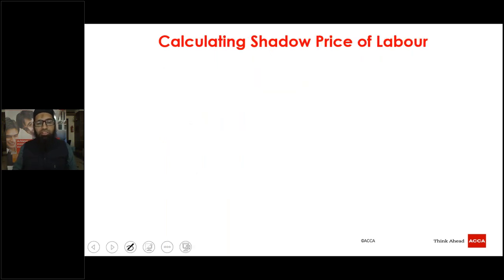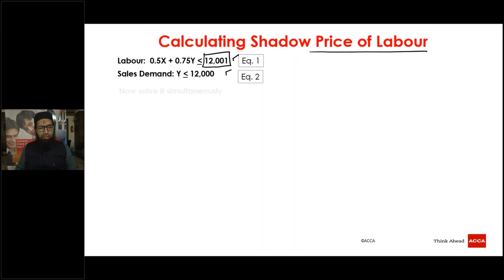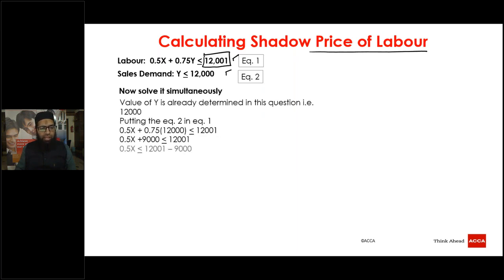Now let's calculate the shadow price of labor. If you can notice, the two critical limiting factors were labor and the sales demand. Because I'm calculating the shadow price of labor, I have added one resource of labor. So it's not 12,000, it's 12,001 this time. And now I will solve my equations as I did before.